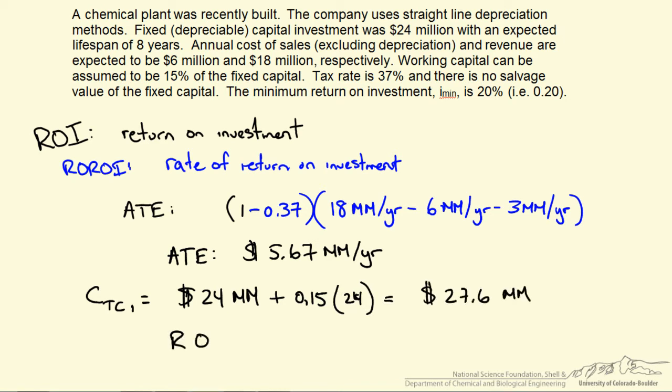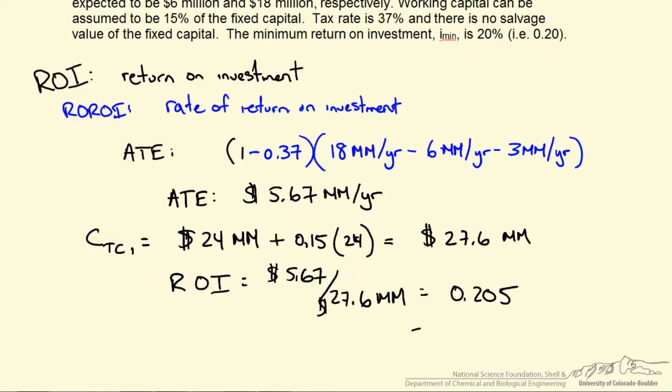So our return on investment is how much we're getting a year, 5.67, divided by our initial cost. And this gives us a value of 0.205, or 20.5%. So based on these numbers, what it's telling us is if we took the $27.6 million and invested it with a return on investment of 20%, it would actually be more profitable to start the company and build it, because our return on investment would be 20.5% a year.